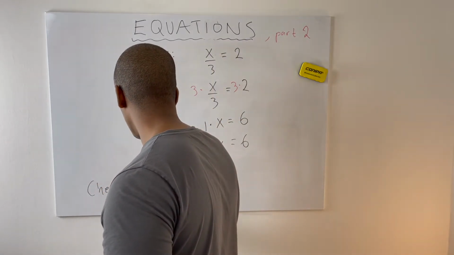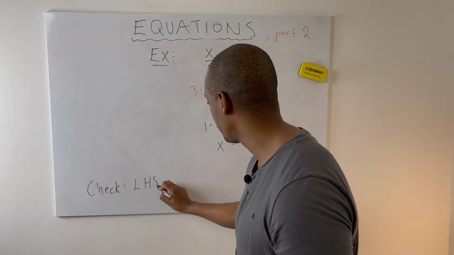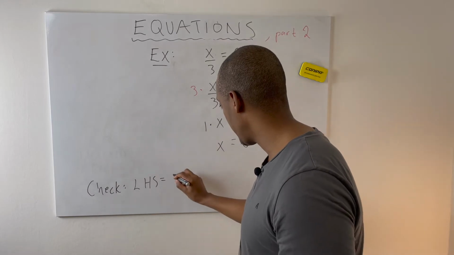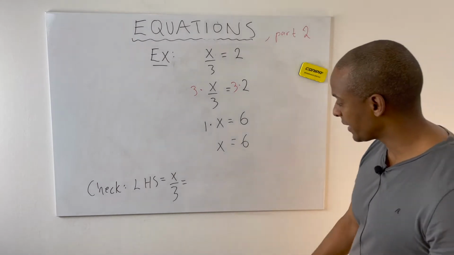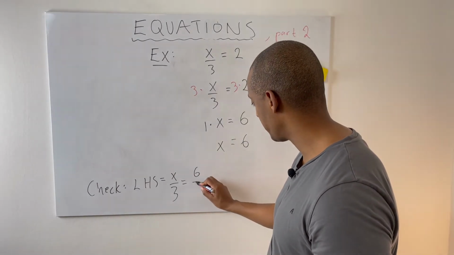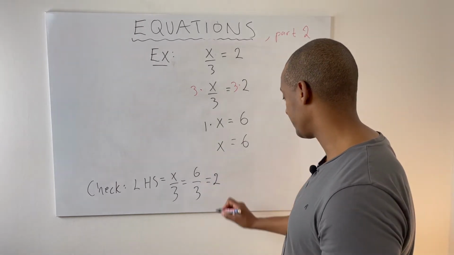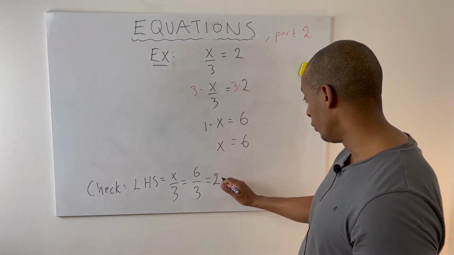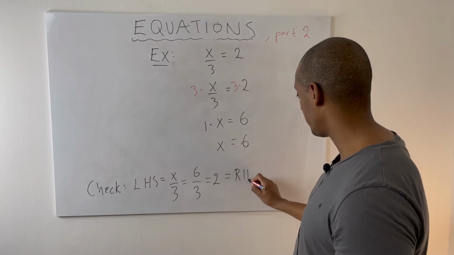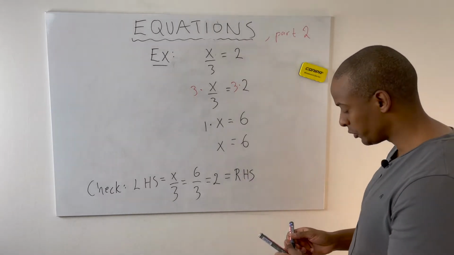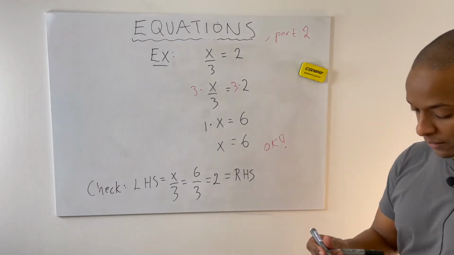We always want to check our solutions to prevent mistakes. So the left hand side here was equal to x divided by 3, right? And now we claim that x is equal to 6. So this should be 6 divided by 3. Well, 6 divided by 3 is equal to 2. And 2 is equal to the right hand side of the equation. So our solution here is okay. Okay?